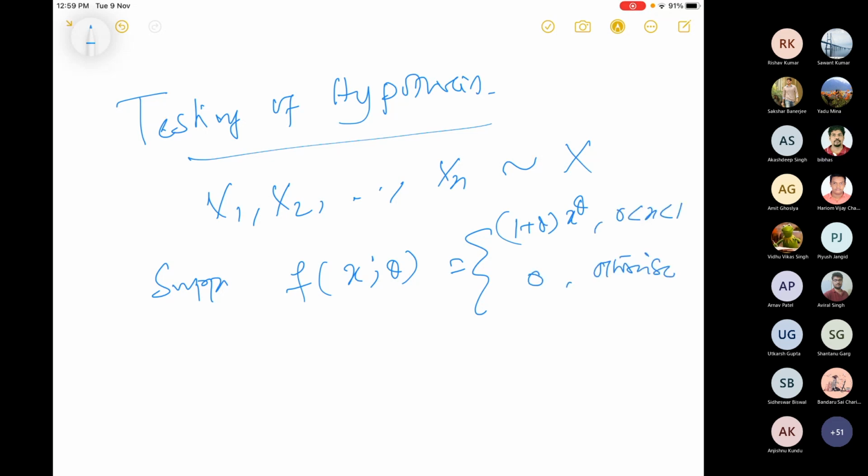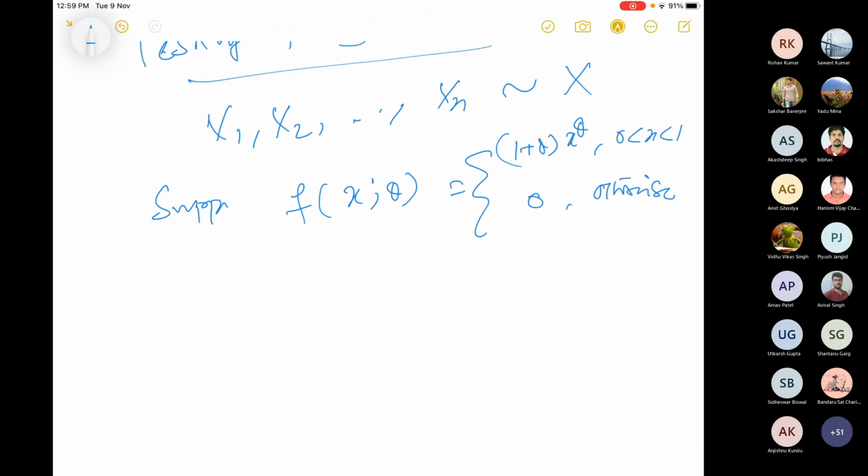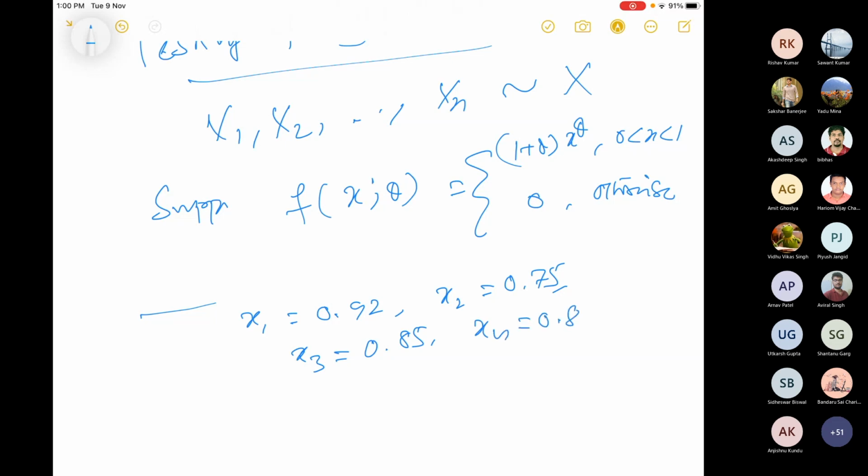So now here you see theta is a parameter which is unknown to us. Now suppose we have a sample. Let's say I have a sample of size 4. Let's say my random sample is like this: x1 is equal to 0.92, x2 is equal to 0.75, x3 is equal to 0.85, x4 is equal to 0.8. Suppose this is the sample data which we have.